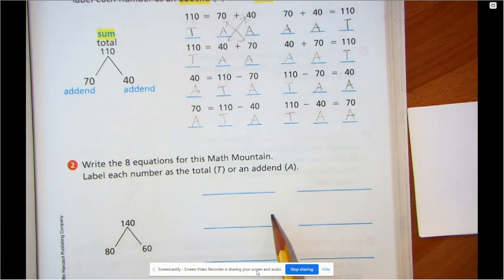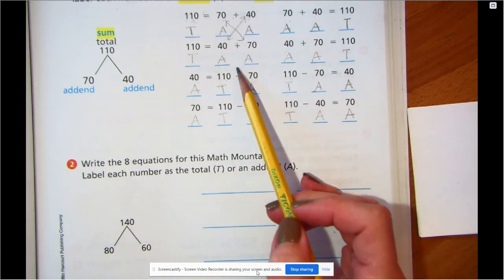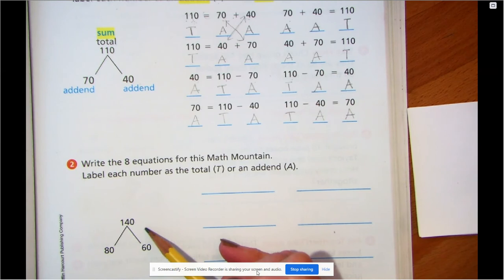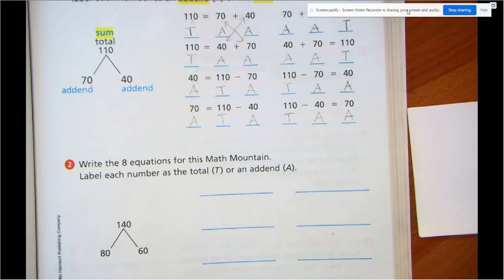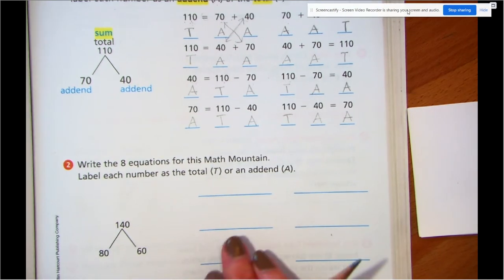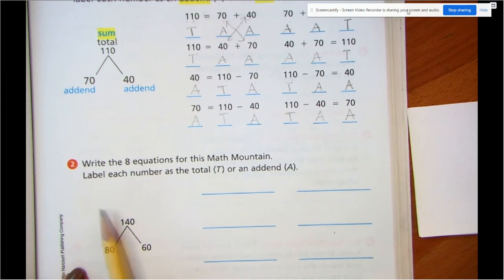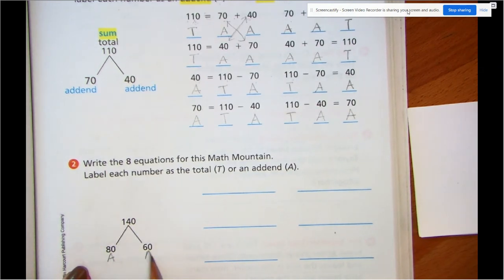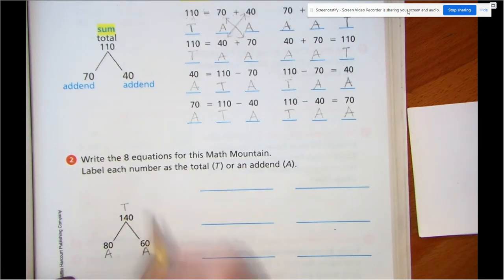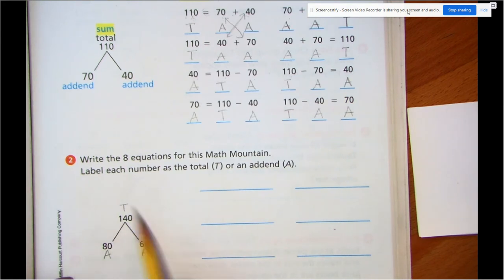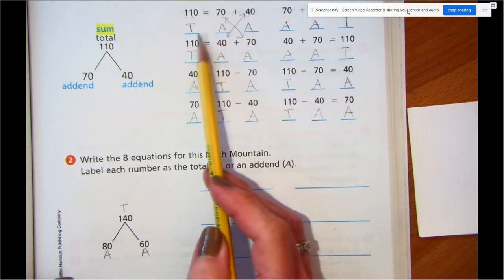We're going to do the same thing. We're going to use this as a model to write equations for this math mountain. Okay, so if I look at that bottom number, and I'm going to move my recorder up to the top there. If I look at this math mountain, I know that this is my addend, and this is my addend, and this is going to be my total, which is also called the sum when we add things together, right? So we're going to use this information, different numbers, but we're going to do the exact same thing.